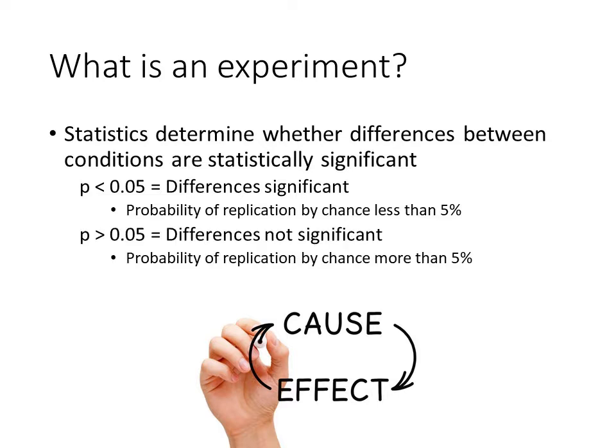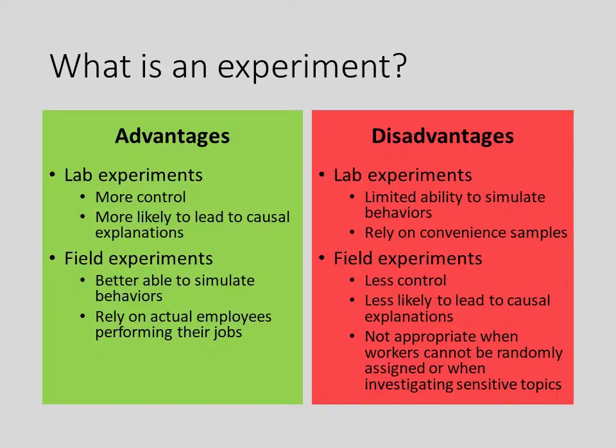Of course, this calculation is not absolute. It's only a probability. This is one of the reasons why it is so important for the research community to test hypotheses and theories again and again. Here's another table that compares the advantages and disadvantages of experiments. Take a moment to review it before moving on to the next slide.